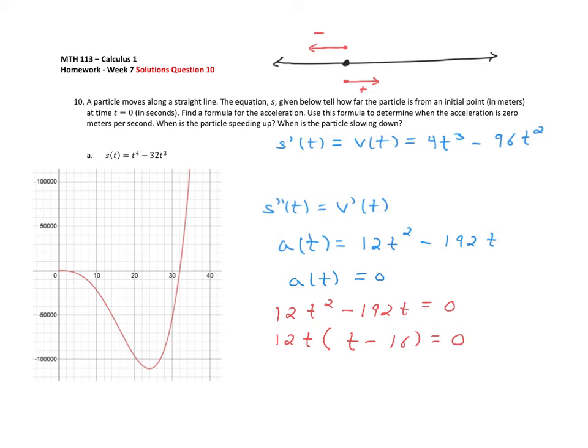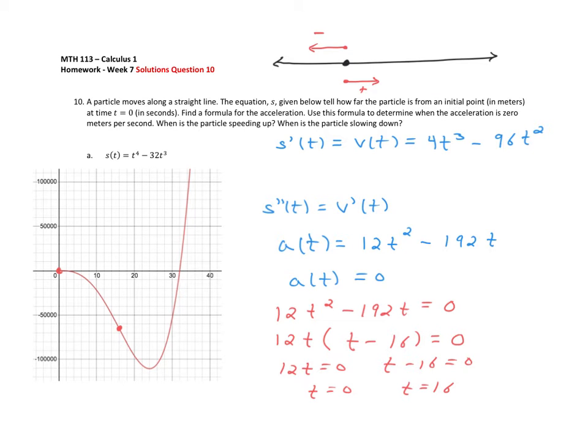So the acceleration is 0 where each factor is equal to 0. And t equals 0 and t equals 16 are the two places where that happens. I'm going to try to mark it as best I can, but on the graph, that is right here.